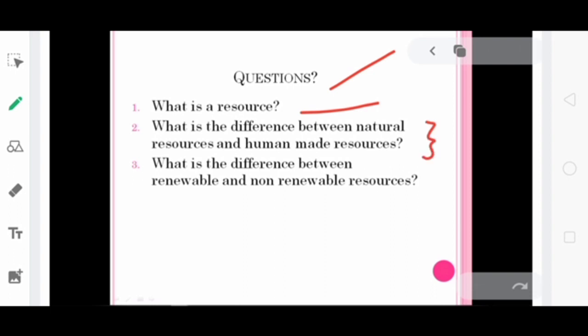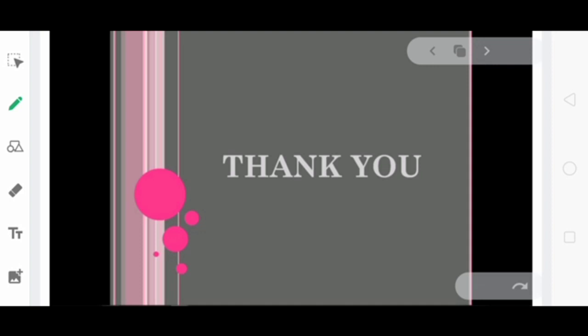Now we have some questions to answer. Please note down the questions and write the answers in your notebook. First question is, what is a resource? Next is, what's the difference between natural resources and human-made resources? Next, and the final question is, what's the difference between renewable and non-renewable resources?